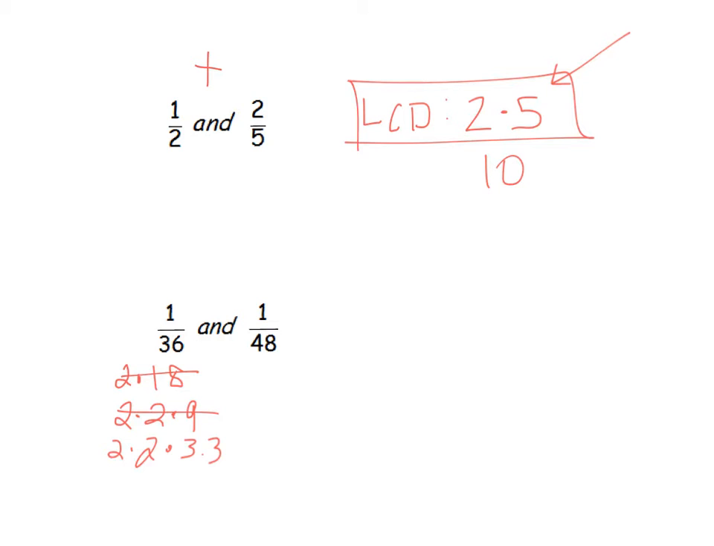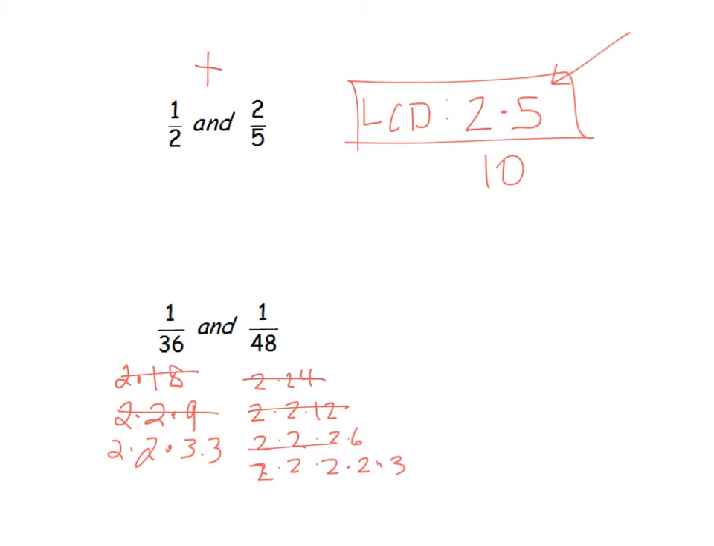48 is 2 times 24, but 24 can be broken down, so this is 2 times 12, and 12 can be broken down. 2 times 12 is either 2 times 6 or 3 times 4, whatever way you want to look at that. So 2 times 6, and 6 can be broken down into 2 times 3. All right, so if you think through that again, 2 times 2 is 4, times 2 is 8, times 2 is 16, times 3 is 48.